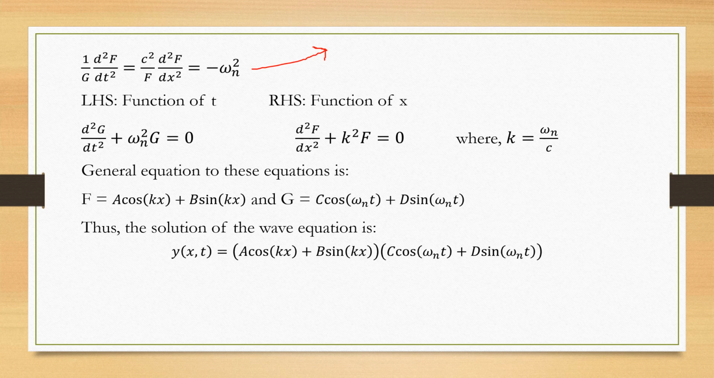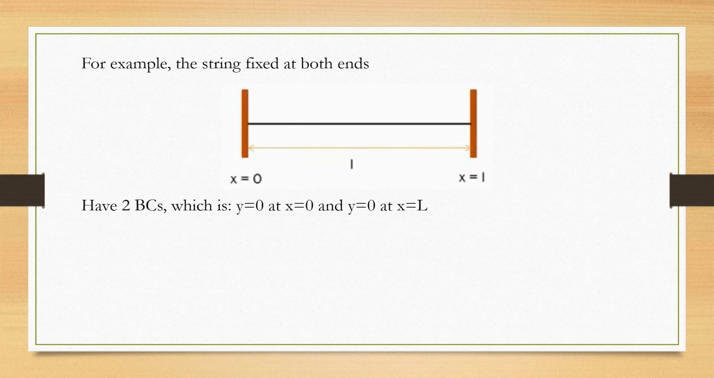So we need to divide left and right. The left hand side gives this expression, and the right hand side gives this expression. For k, the constant is omega n over c, the velocity just now. So the general solution to this equation, we can achieve this one. Okay, then the solution of the wave equation from all the calculations, these wave equations.